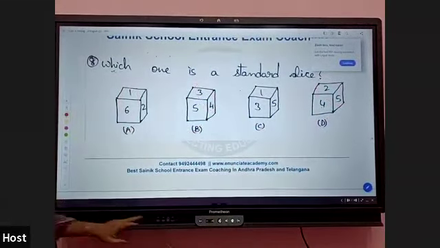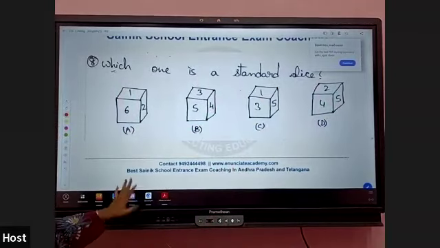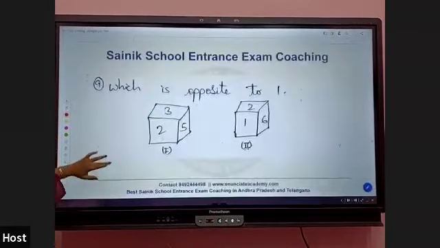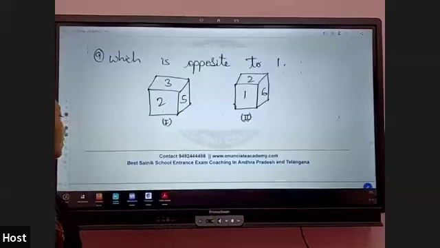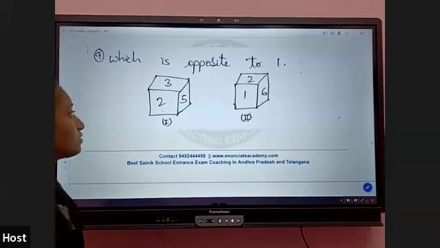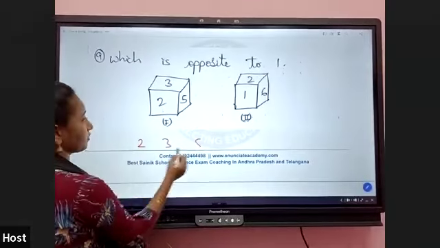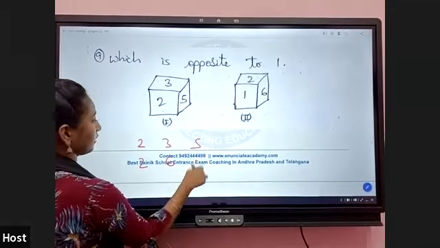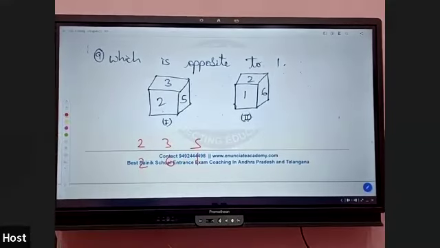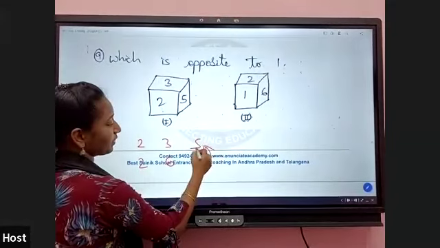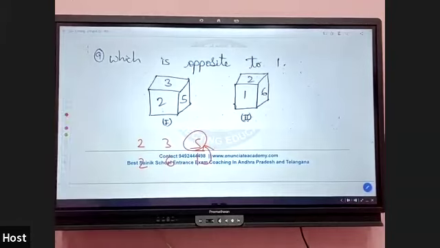Next. Which is opposite to 1? Here, which numbers are common? 2, 3, 5 and 2, 6, 1. So which is opposite to 1? The opposite number for 1 is 5. This is the answer.